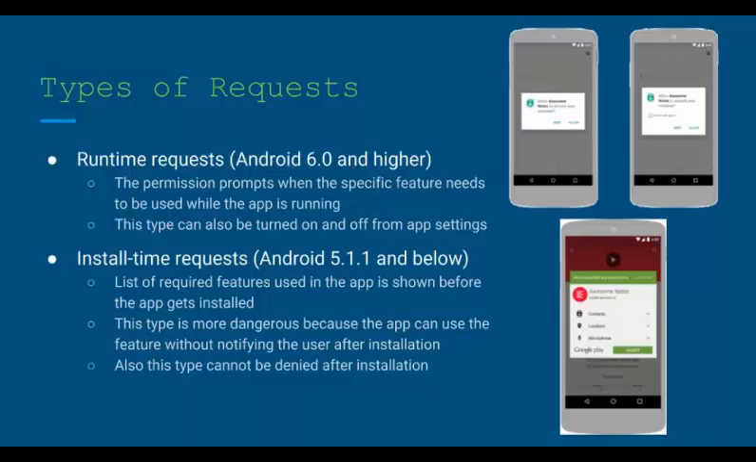Install time requests, the older version of permissions. This only prompts when you install the app, and shows just the list of features that the app requires. This type is more dangerous because the feature can be used instantaneously after installing, while with runtime requests, the user is prompted when the feature will be used. Also, this cannot be denied after installation. So basically, you need to uninstall the app if you want to stop using the feature. You can't have it another way.